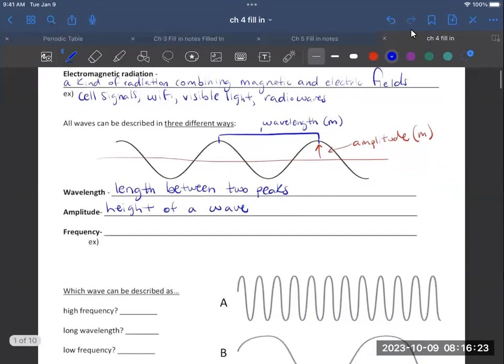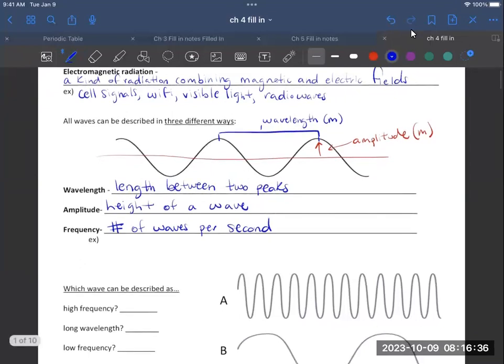And then frequency. Frequency is the number of waves that pass a certain point per second. I'll give you some examples of frequency in a second here, but the units on frequency are, because it's number of waves per second, the second is on the bottom of the measurement, so the number would go here and then per second. So that's what it looks like. So you'll see per second.